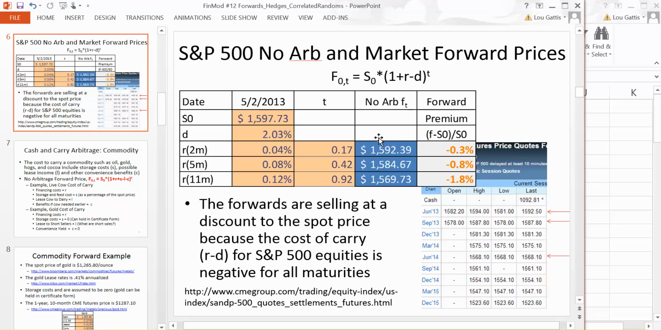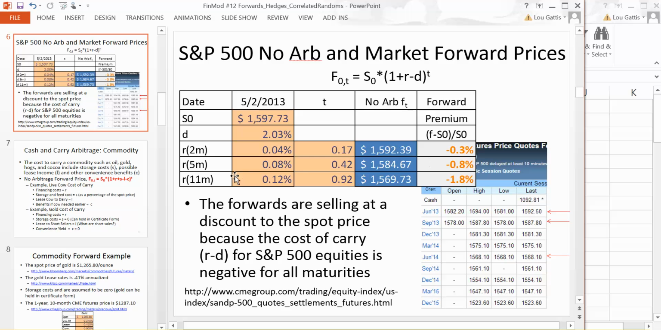Forward prices have nothing to do with the optimism or pessimism of the underlying asset, in this case the stock market. It simply reflects the cost to carry. And even today, in 2015, forward prices are below spot prices because dividend yields are higher than short-term interest rates.